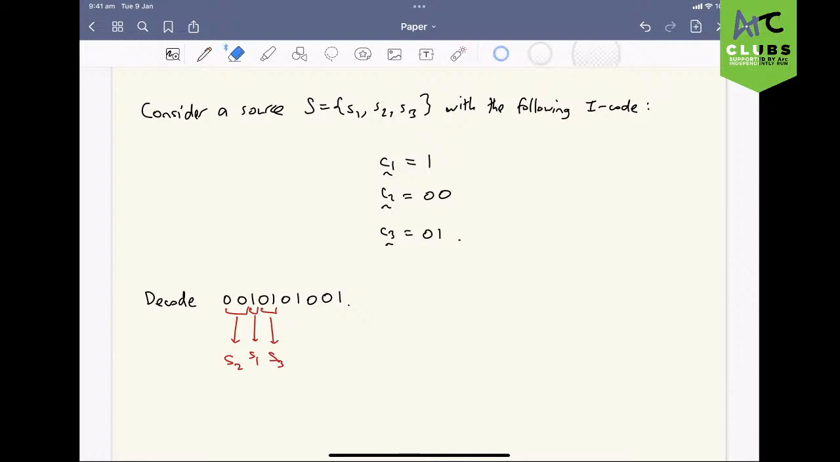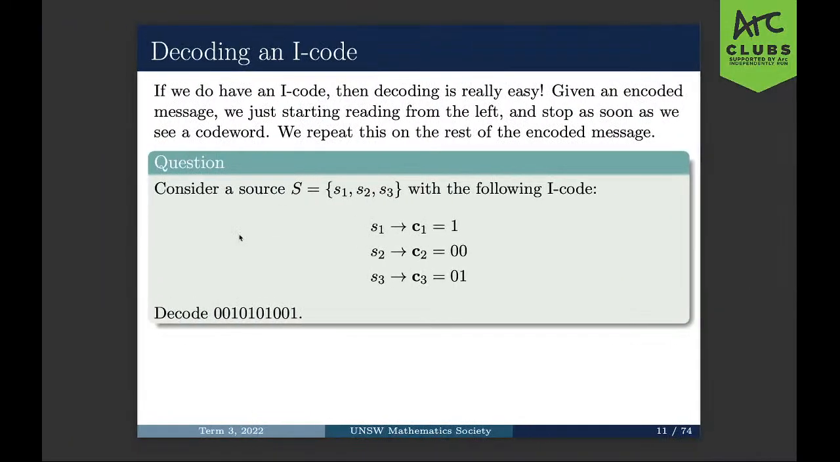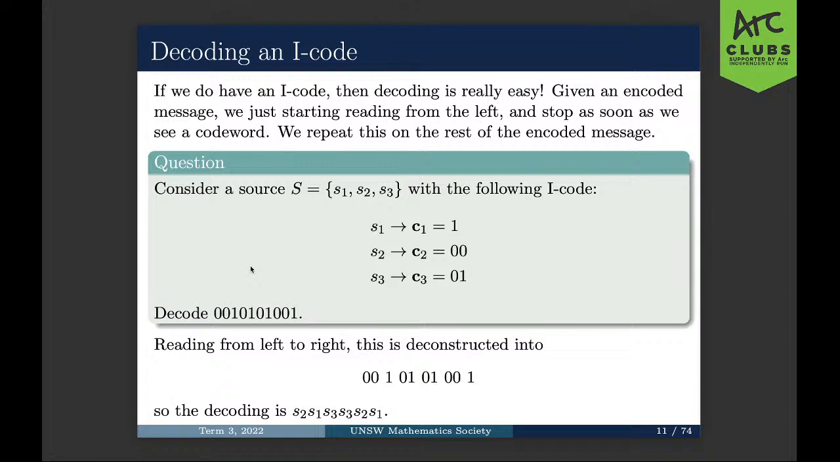And then 0, 1 again. That turns into S3 again. And similarly, just keep going. We get S2, and finally we get S1. So the original message was S2, S1, S3, S3, S2, S1. It should be pretty straightforward. Okay, so that's how you get it.